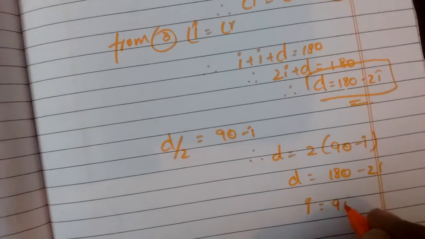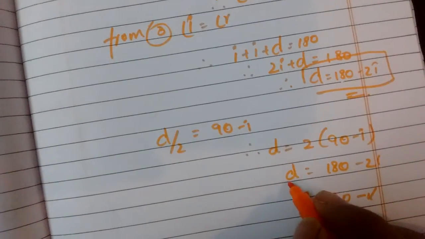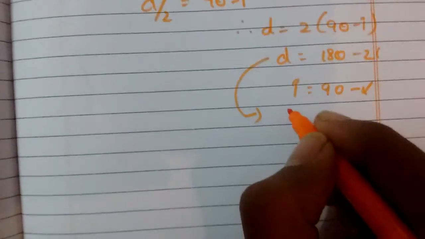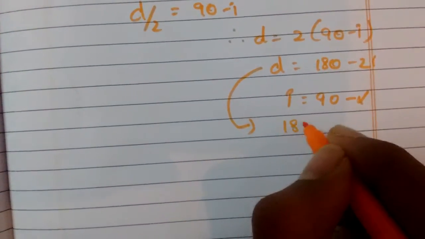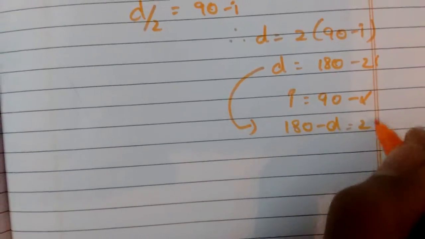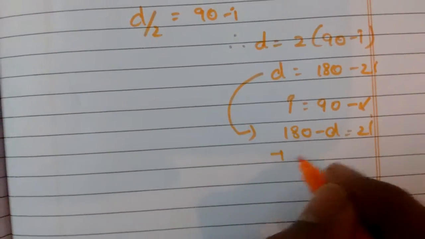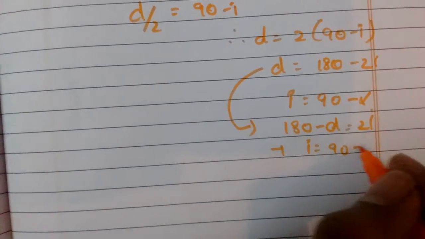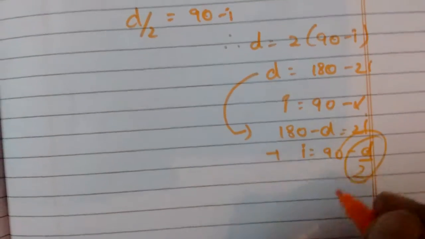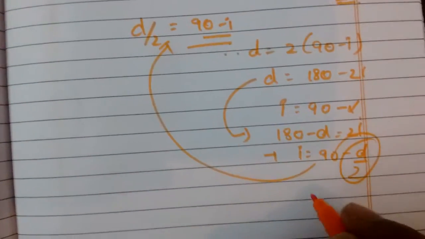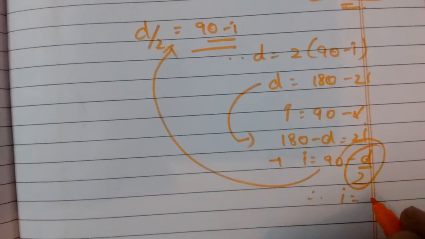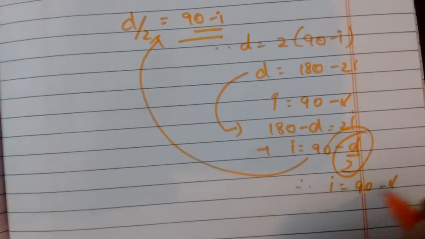And hence I equals 90 minus alpha, as D equals 180 minus 2I, so 180 minus D equals 2I. It turns into I equals 90 minus D by 2. Here D by 2 can be said as 90 minus I. Therefore, I equals 90 minus alpha.